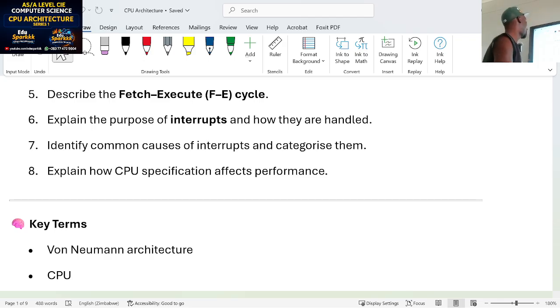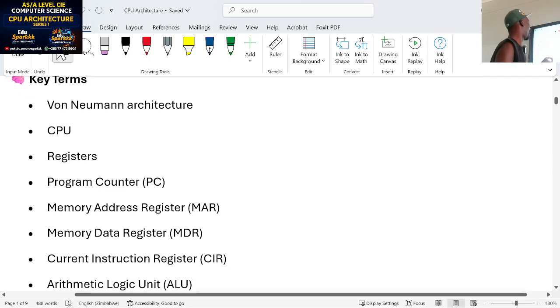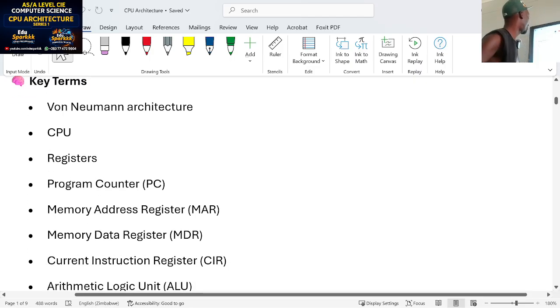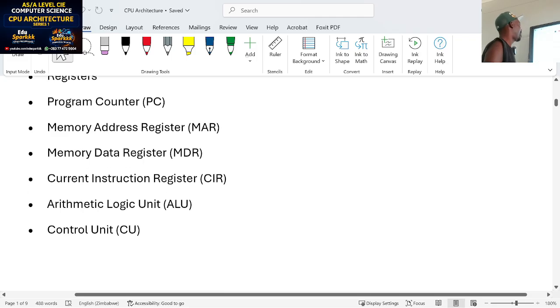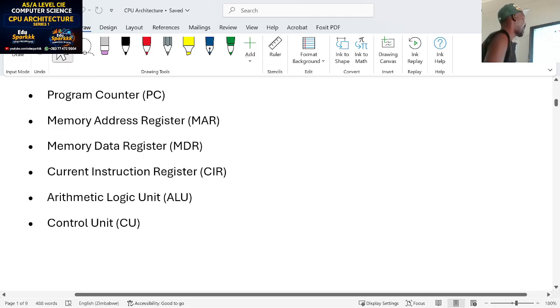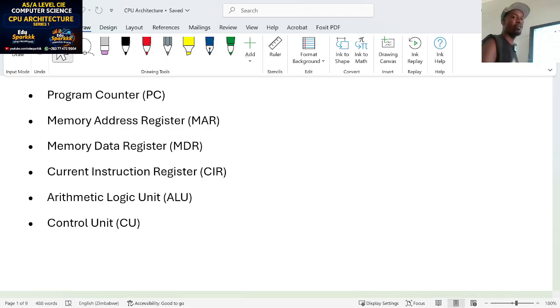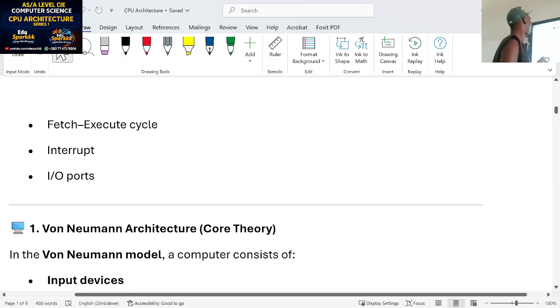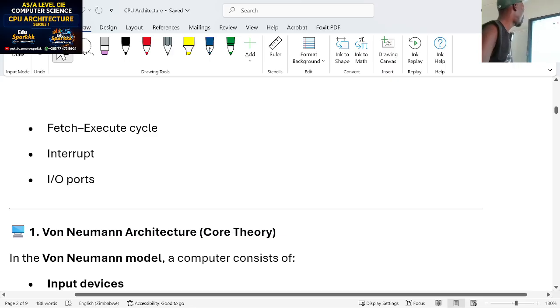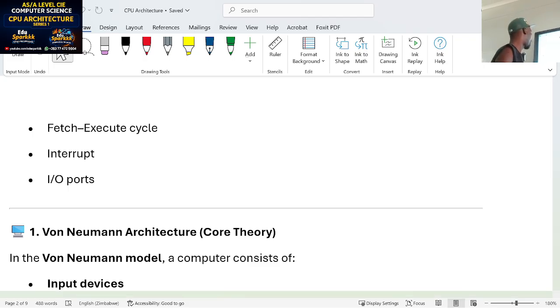So in this discussion, terms that you might find common: von Neumann architecture, CPU, registers, PC, that's program counter, memory address register, MAR, memory data register, MDR, current instruction register, CIR, arithmetic logic unit, ALU, as well as control unit, CU. We will talk about the fetch execute cycle, also interrupts, input output ports. All those things will be discussed in detail.